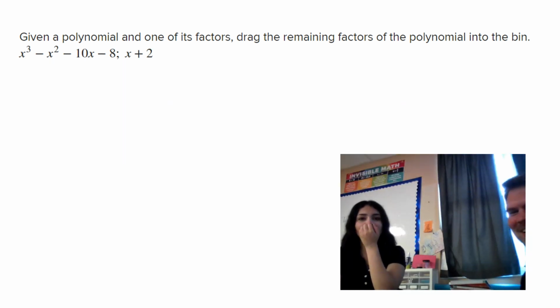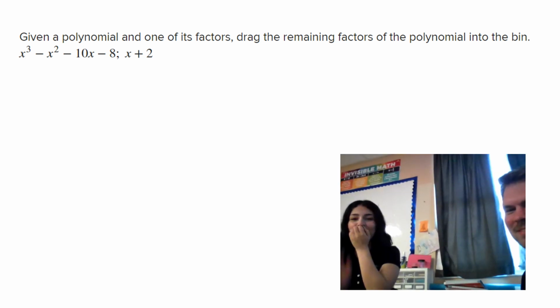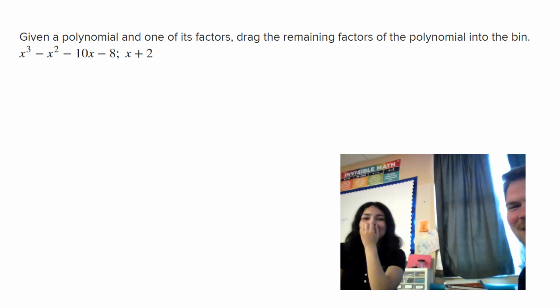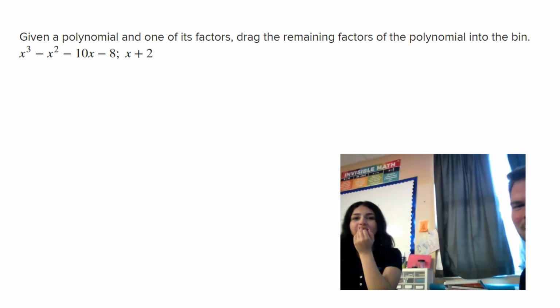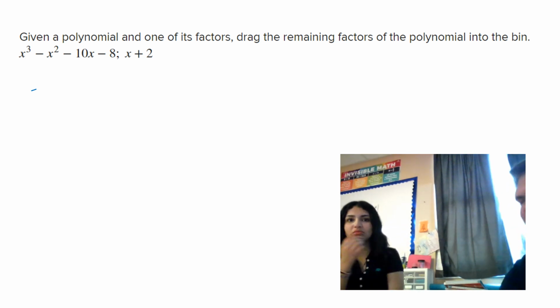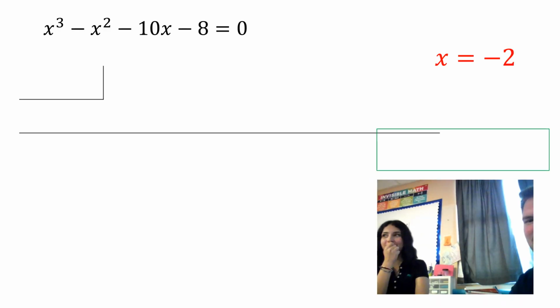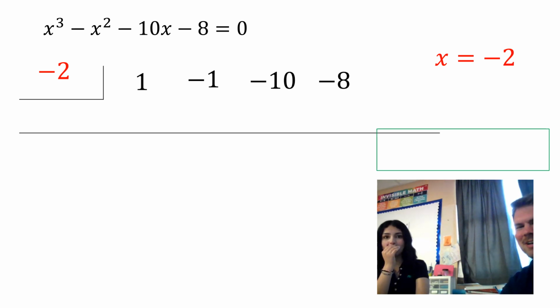All right. So this is Maria, everyone. So we're given our polynomial. This is our polynomial. And then we're given that x plus 2 is a factor. So if x plus 2 is a factor, what could we plug in that we know works? What makes x plus 2 equal 0? -2. So we're going to put -2 in our box, and then we'll put all of our coefficients down.